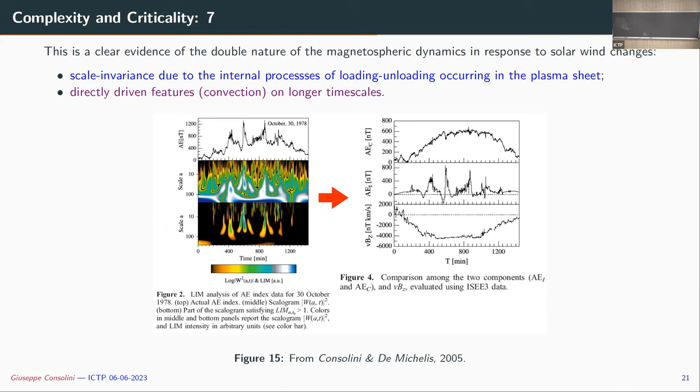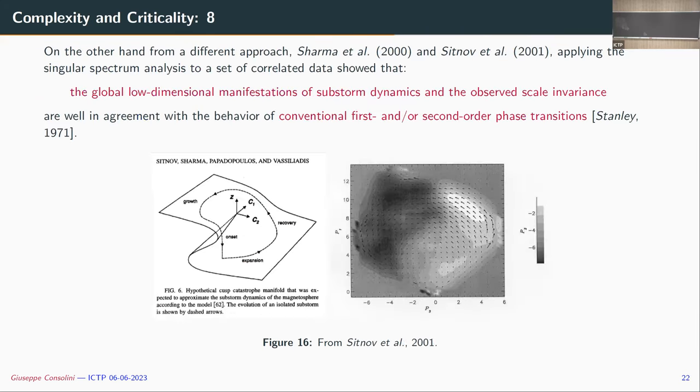And this is extremely important, because if you want to make a forecast for a space weather event, we have to join this information, but we have to know the internal dynamics. And this is something that at the moment we are not able to reproduce very well. So essentially we have these two processes, and the internal dynamics is characterized by these scale invariant features.